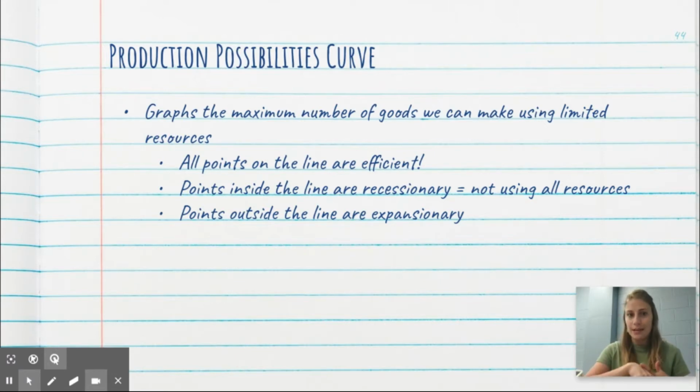We are doing great. Now, if we have points inside the lines of our graphs, those are recessionary points. That means that not all of our resources are being used and something needs to be done because something is wrong with our economy. Now, there are points outside of these lines, and those are called expansionary points. Those mean that our economy needs to grow in order to reach those points.